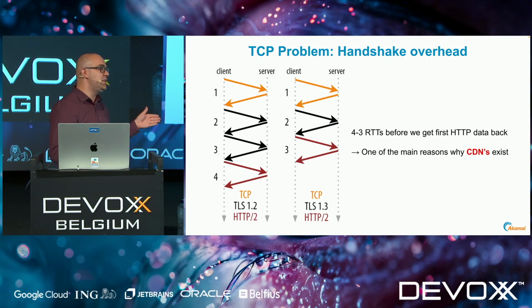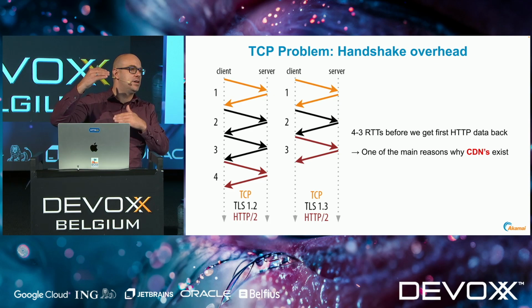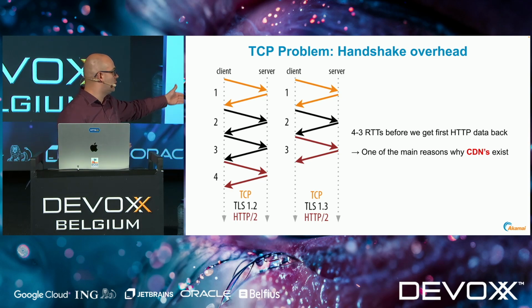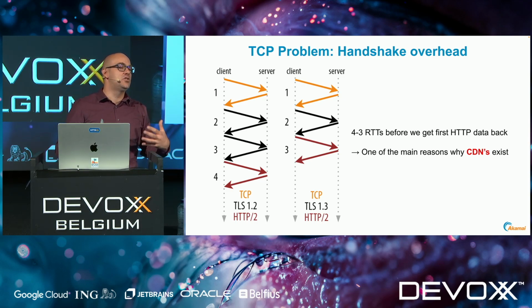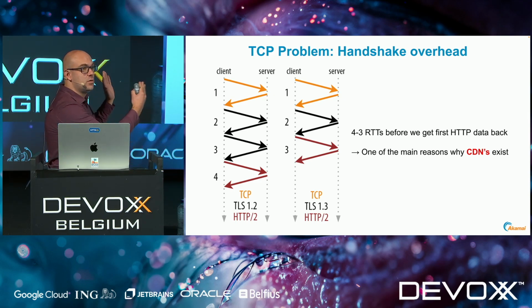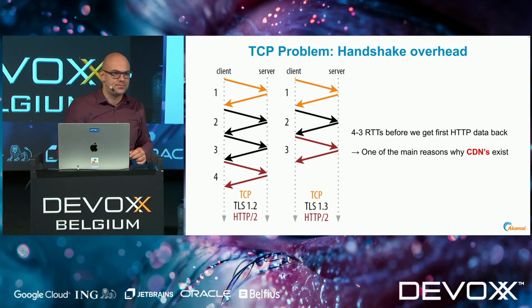Right? And especially if your client and your server are far away, several tens to hundreds of milliseconds, this starts to add up. Right? This starts to become some overhead that we want to prevent. This is one of the reasons that companies like my employer, Akamai, exist, content delivery networks. We put the edge servers as close as possible to the end user so that the delays on the network here are as short as possible.